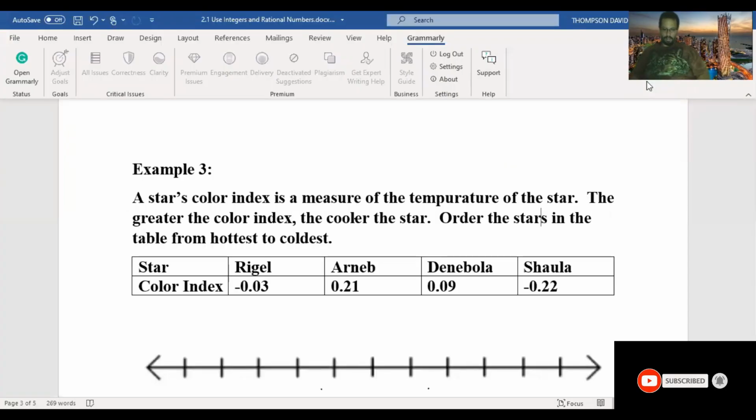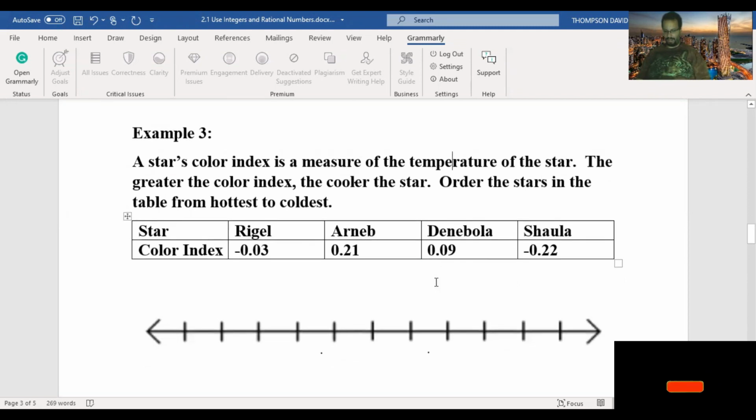Example 3. A star's color index is a measure of the temperature of the star. The greater the color index, the cooler the star. Order the stars in the table from hottest to coldest. So we have the star Regal with a color index of negative 0.03, RNA with a color index of 0.21, the Nebula with a color index of 0.09, and Shala with a color index of negative 0.22.